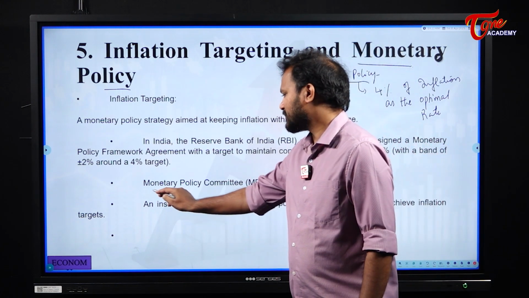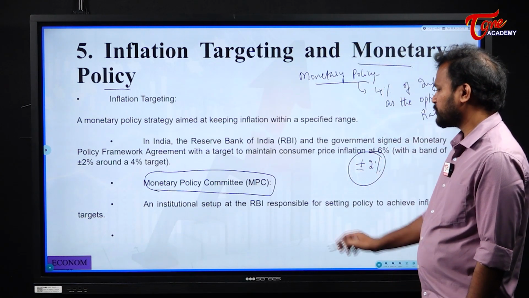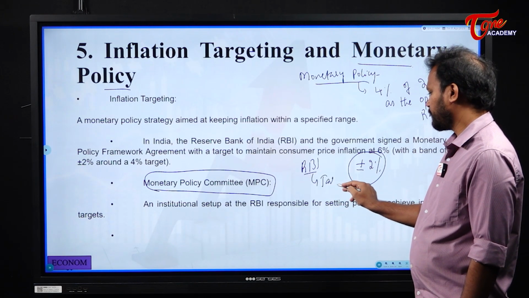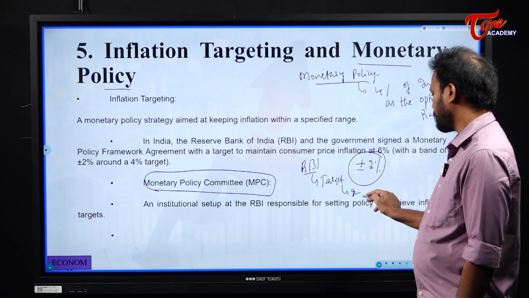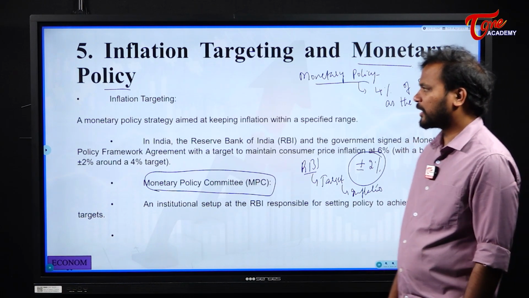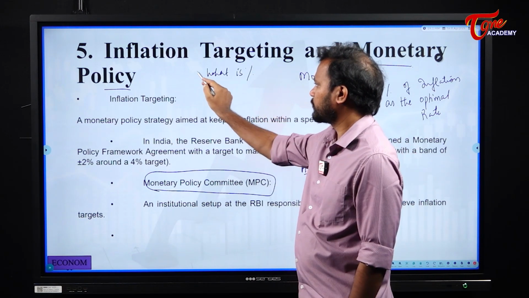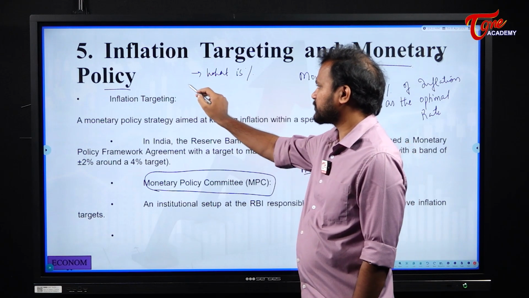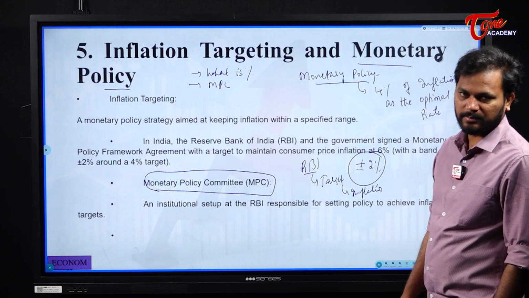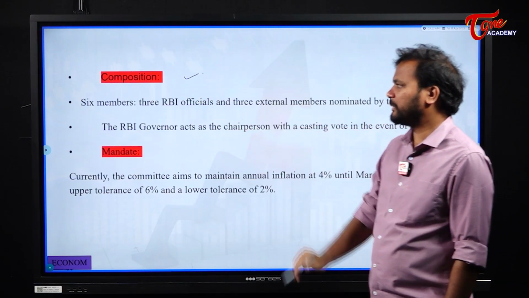Next, Monetary Policy Committee. It is the institution that was set up by the RBI for targeting inflation, to achieve the optimum level of the inflation target. Clear? So here the question can be asked, what is the percentage? Point number one. Point number two, the question can be asked, what is the duty of the Monetary Policy Committee with respect to achieving this percentage? Clear? Next. Now, what is the composition of the Monetary Policy Committee?